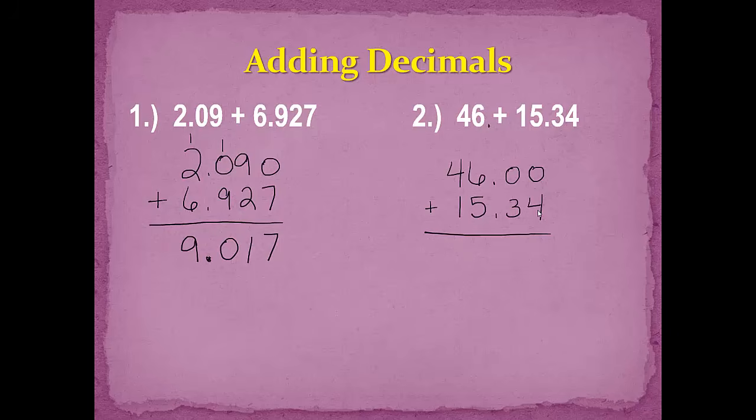So 0 plus 4 is 4. 0 plus 3 is 3. 6 plus 5 is 11. 1 plus 4 is 5. Plus 1 is 6. And now I bring my decimal straight down in my answer. So I have 61.34, which is 61 and 34 hundredths.